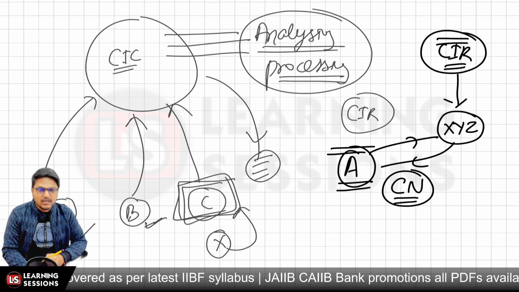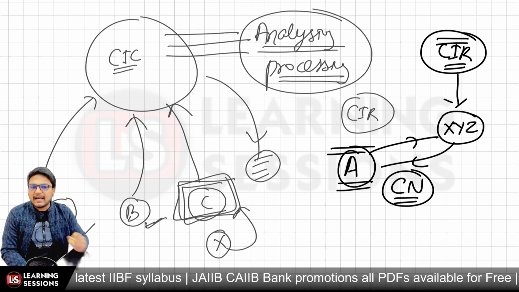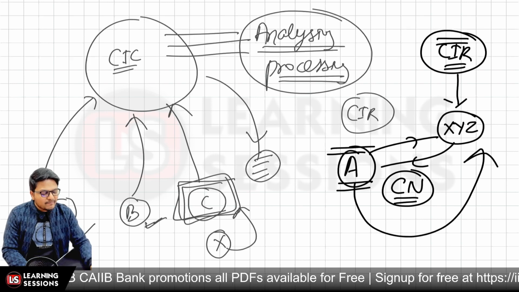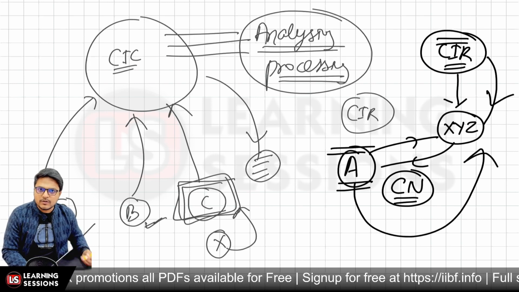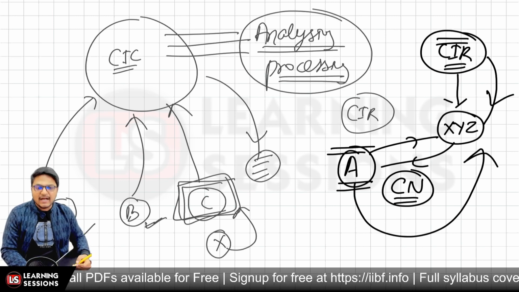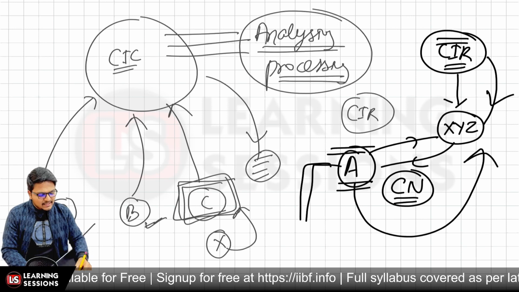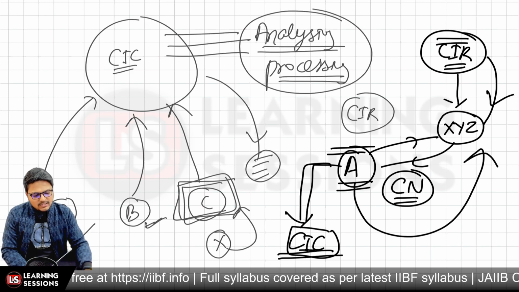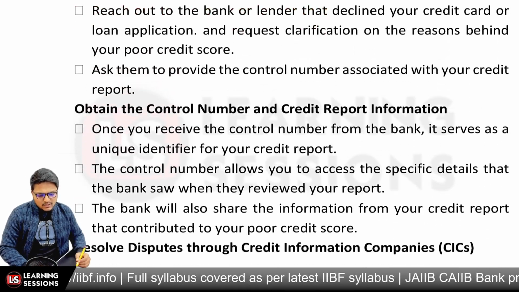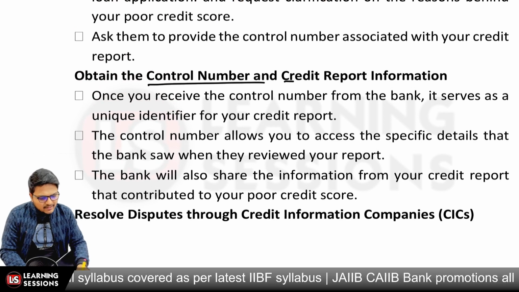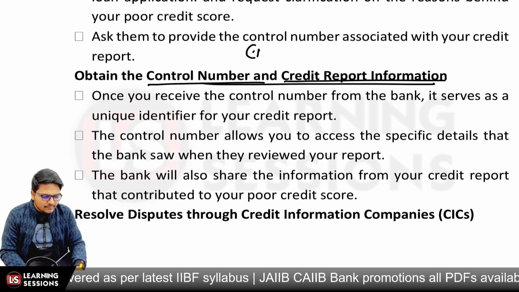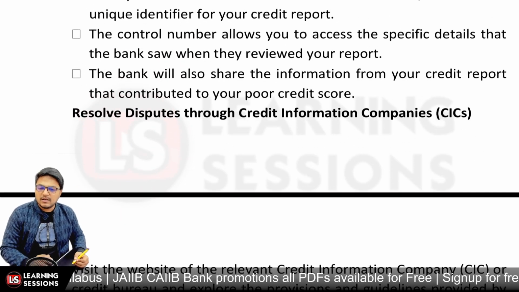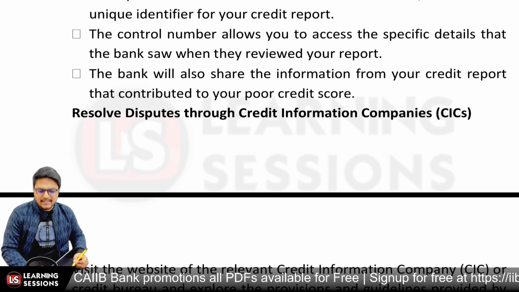They must ask for the control number because this control number will help the applicant check what information was showcased to XYZ bank when the report was drawn, so that person A can investigate the same and further apply for justification to the CIC. They can apply with an application to the bank so as to look further into it, right? So you must obtain the control number and the credit information report, that is the CIR, and further the disputes can be resolved with the CIC in that scenario.